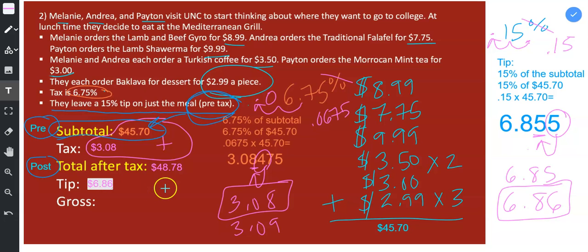And then finally, to figure out the gross amount, and gross means the final or the total, we're going to add the total after tax. So this is with tax already applied. So we add this and the tip to get our final amount. So that final total with the tax and the tip applied is $55.64 in all.